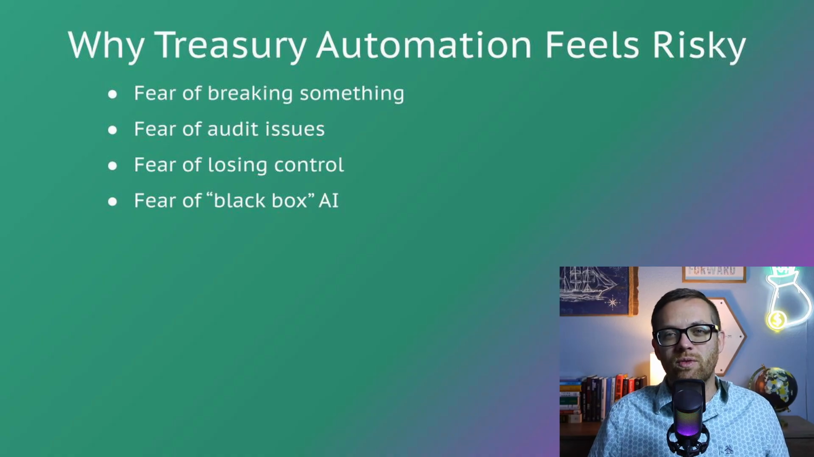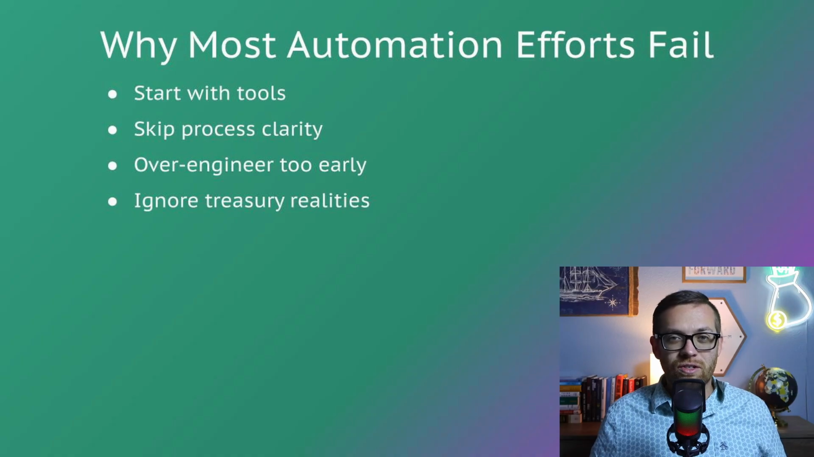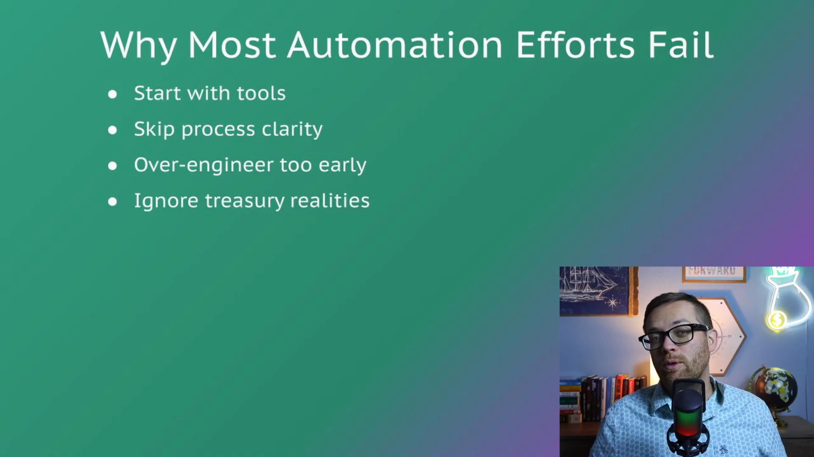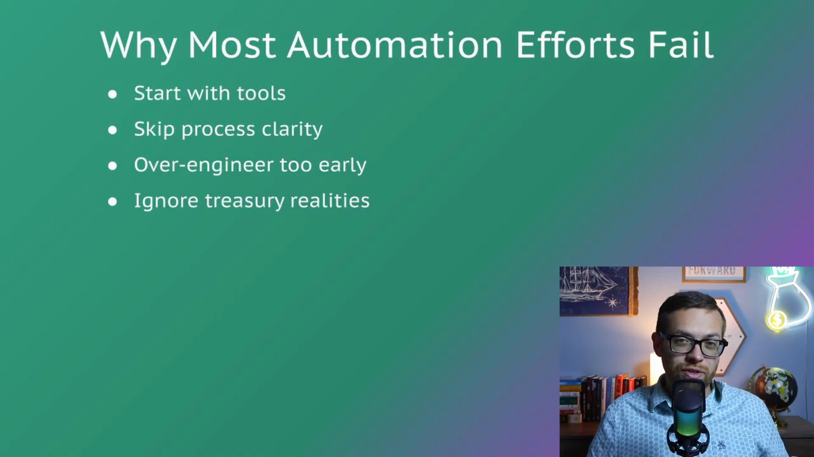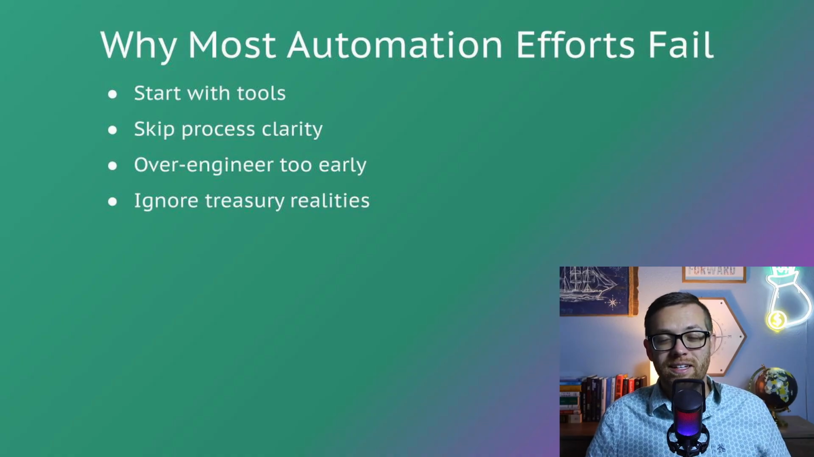Treasury doesn't get the luxury of experimenting just for the sake of experimentation. Because when something goes wrong, it's visible and it affects cash, liquidity, compliance, or even risk. And that's why most Treasury teams either avoid automation altogether or end up with half-finished solutions that never really scale. So most of those efforts end up failing for predictable reasons. They start with tools instead of starting with the process. Because remember, automating a bad process just gives you a faster bad process.